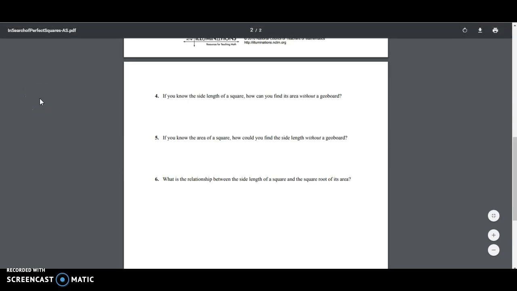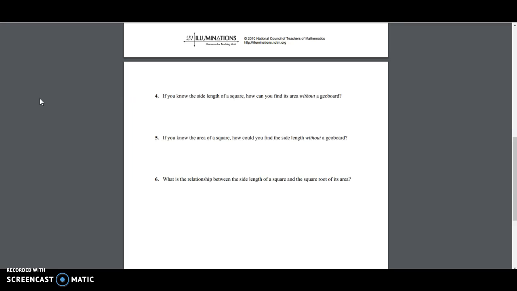So now let's go on to our final one. What is the relationship between the side length of a square and the square root of its area? Now, you're going to pause the video and then you're going to discuss it with your class. Alright, so pause the video. So what is the relationship between the side length of a square and the square root of its area?